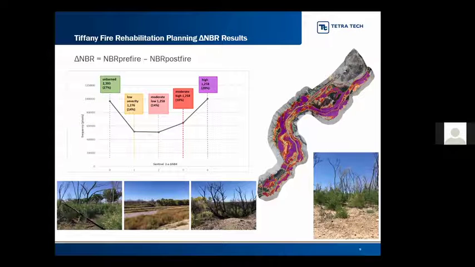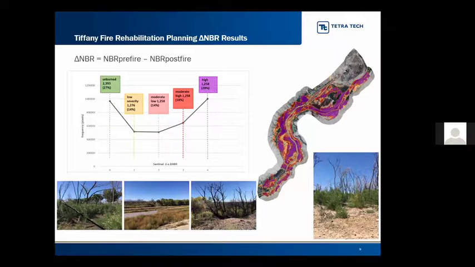So these are the results. The frequency chart here shows the distribution of difference in NBR values. So about 30% of the site was unburned, and then almost 50% experienced a moderate-high to high severity burn. And I went out there and checked the accuracy of these GIS results, and they were pretty accurate.